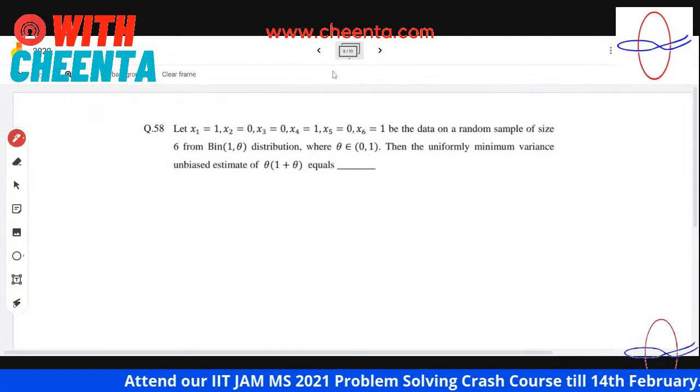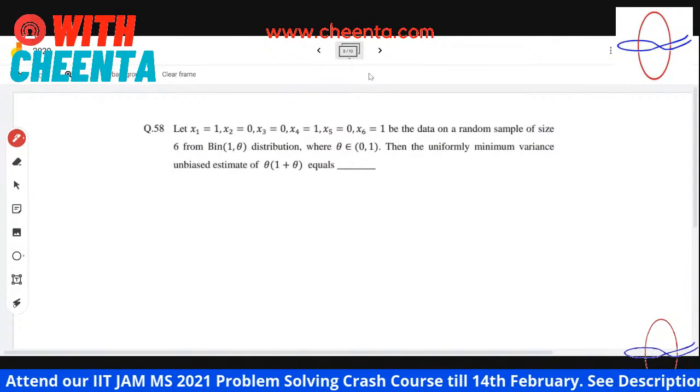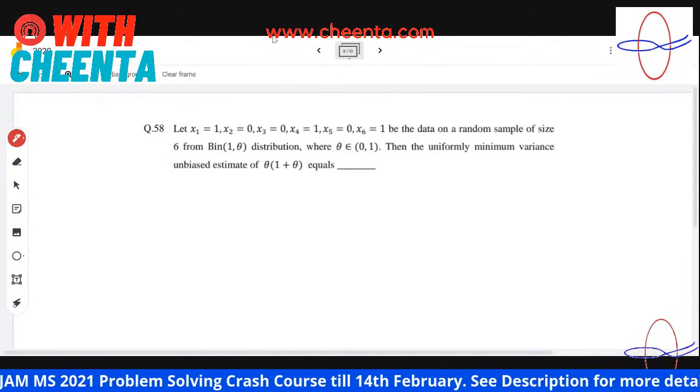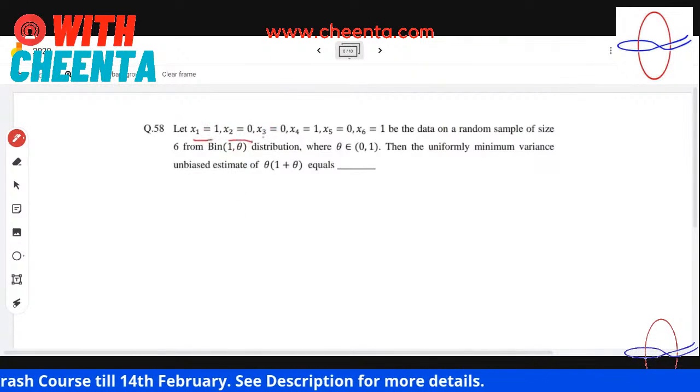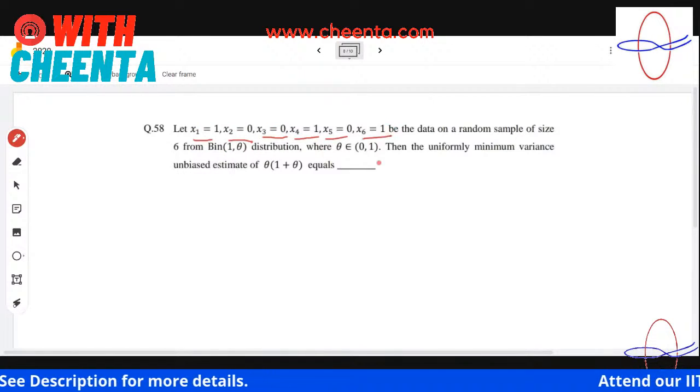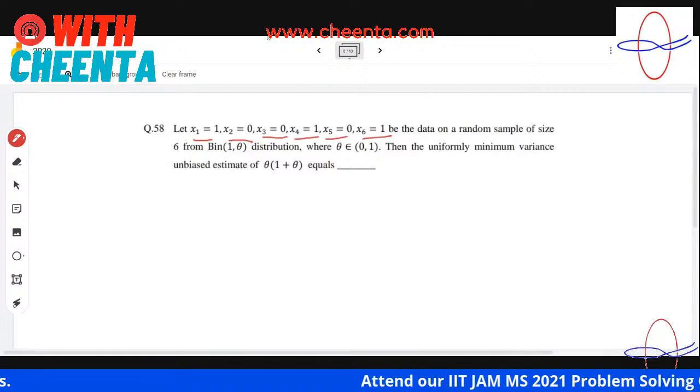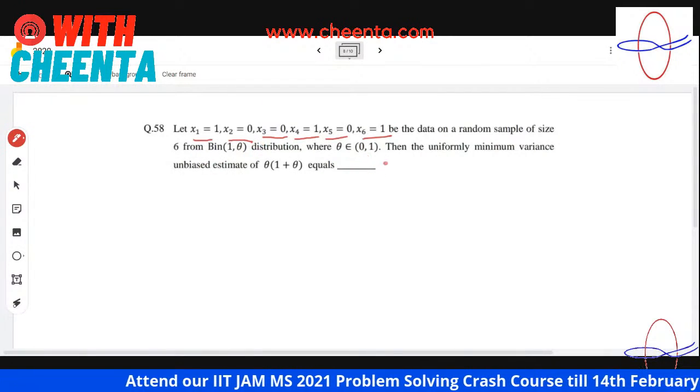Okay, so let's do this, the third last problem of 2020. x1 is equal to 1, x2 is equal to 0, x3 is equal to 0, x4 is equal to 1, x5 is equal to 0, x6 is equal to 1 is data on a random sample of size 6 from binomial(1, theta). Theta is in (0, 1).